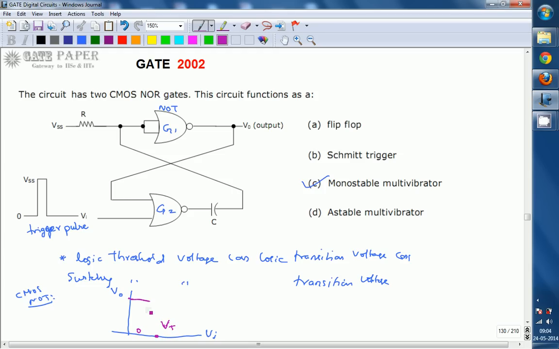If you want to make a distinction, you can call it VTL. VTL implies the logic threshold voltage. So if the input is less than the logic threshold voltage, it will be regarded as logic 0 and the output will be at logic 1.